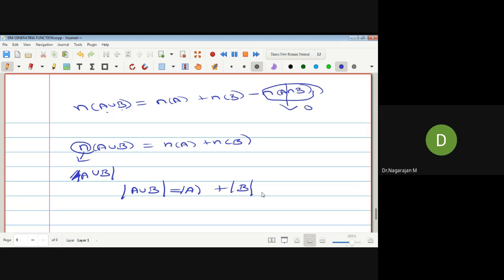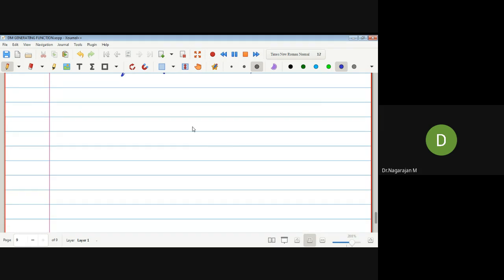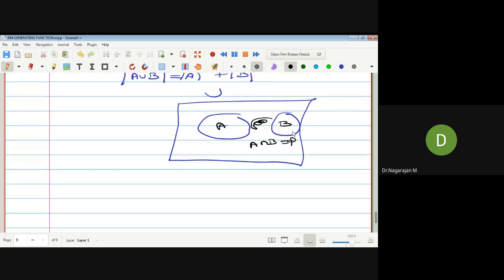This is a basic formula. A and B are disjoint sets. And another one is called a universal set. How to define the universal set? This is a basic idea. Already you studied set theory in the 10th standard book. This general one is the universal set, and this is A and this is B. There is no common element, therefore A intersection B is empty.